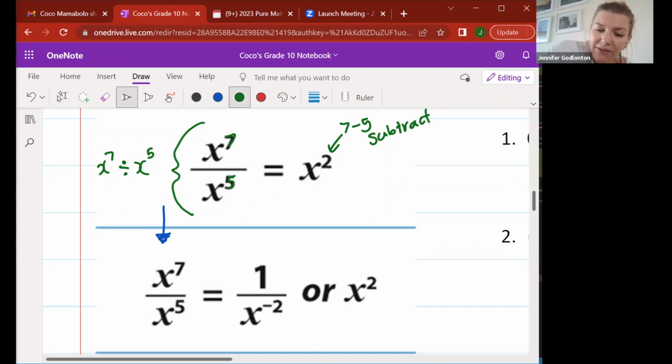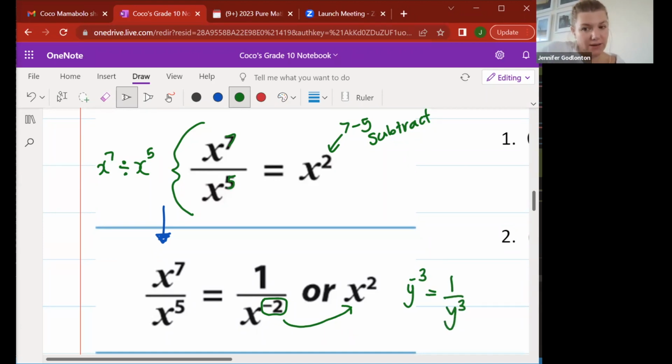When we have a negative exponent at the bottom, if we move it up to the top, so if it was a denominator and it had a negative exponent, if it becomes a numerator, it would have a positive exponent. Exactly. We're just following the laws of exponents here. So if I had y to the power of negative 3, that's the same as saying 1 over y to the power of 3. So if it's a negative in the numerator, it would be positive in the denominator. And if it's negative in the denominator, it would be positive in the numerator. So we can just move them around.